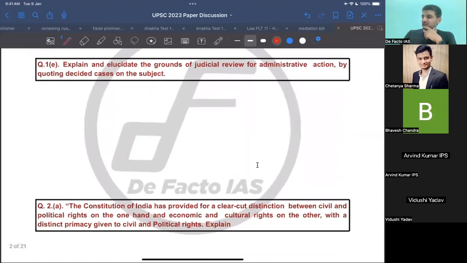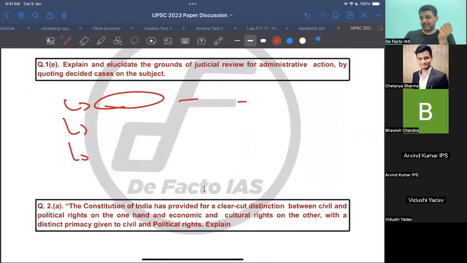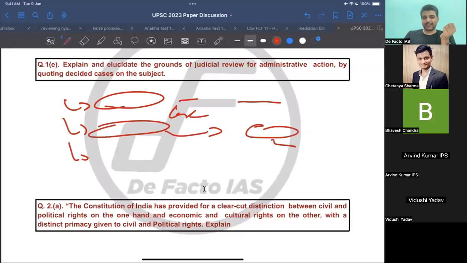Now 1E is: elucidate the grounds of judicial review of administrative action, quoting decided cases. Right? Now if you look at these grounds, illegality, irrationality, again, quite simple. These are the grounds available. Explain the ground, a case. Irrationality, explain the ground, a case.